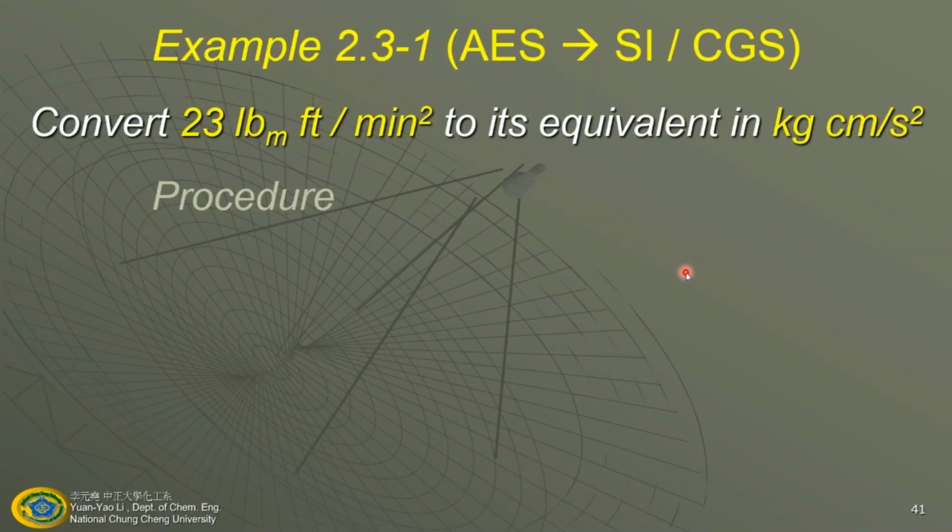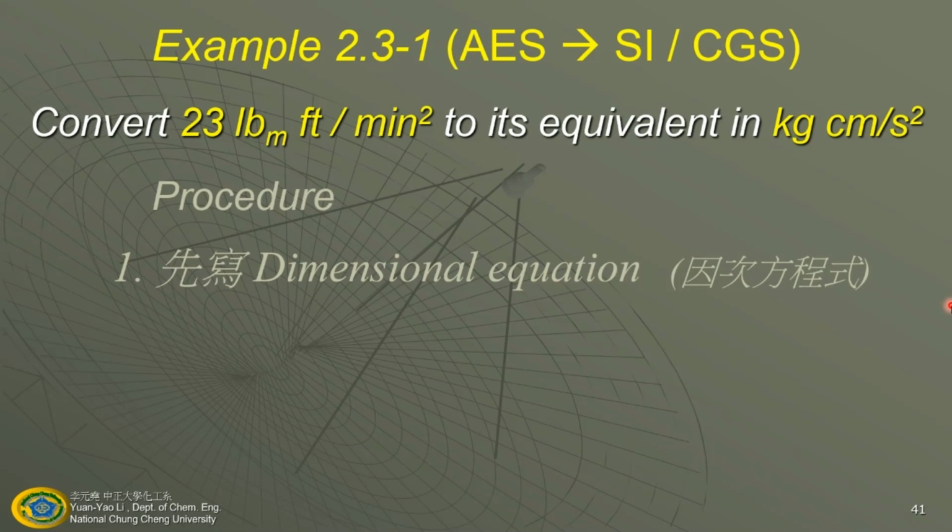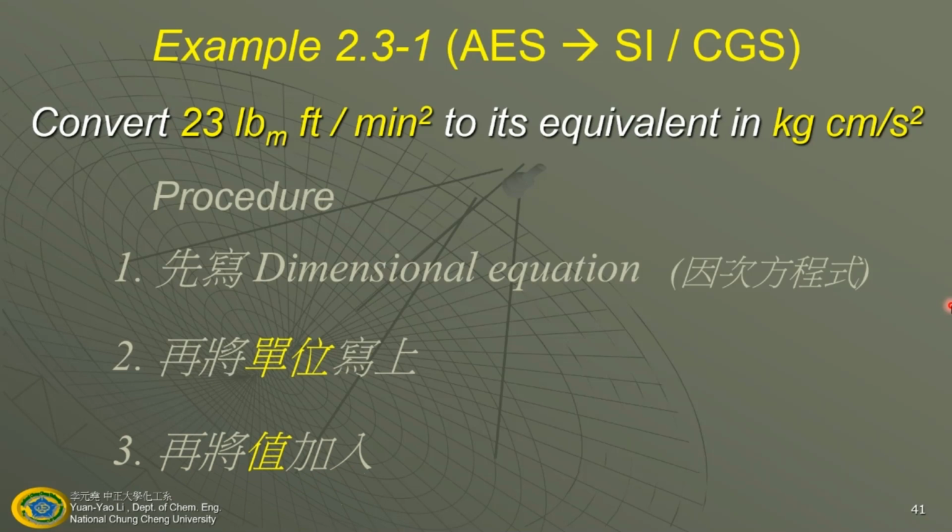Right, so here is the example. 23 pound mass times feet divided by square minutes equals its equivalent in kilograms times centimeters divided by second square. So can you do that for me? Using conversion factors and the dimensional equation. Okay, so first of all, you write down the dimensional equation first, and you put the conversion factors in the dimensional equation. Okay, and then you put the unit first, and then you put the number. Right, unit first, and you put the value or number in.